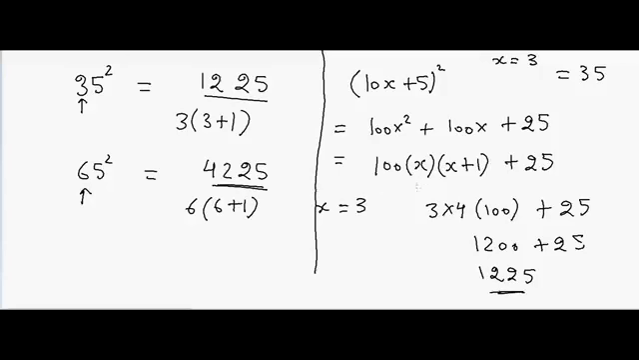So basically we are adding 1 to the first digit, multiplying it with the first digit, multiplying by 100 and then adding 25 in the end.